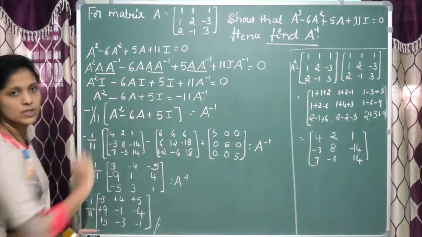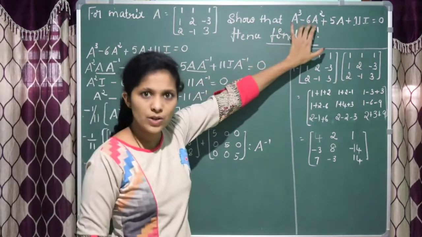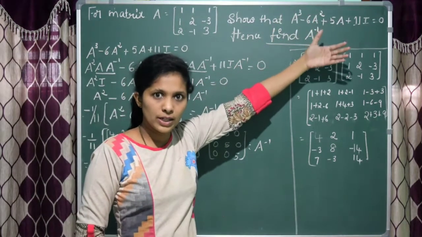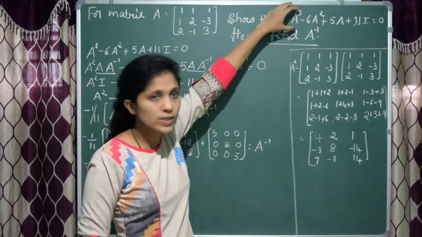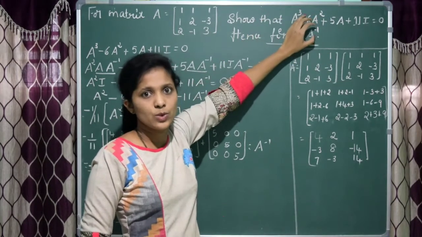So this is the inverse of the matrix by using this equation, or else you can go with the formula, right? But here the question asks, hence by using this one you have to find the A inverse of the matrix.